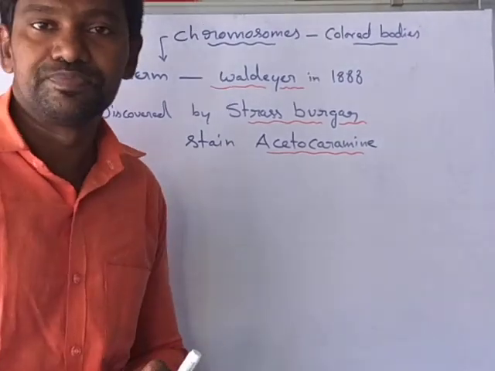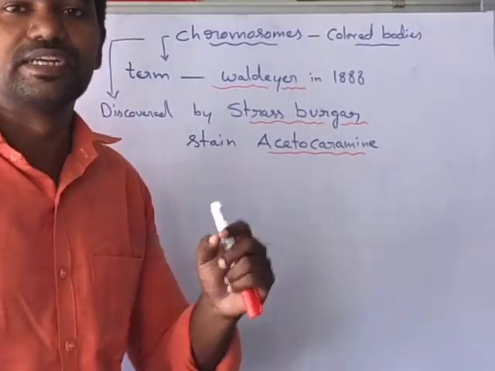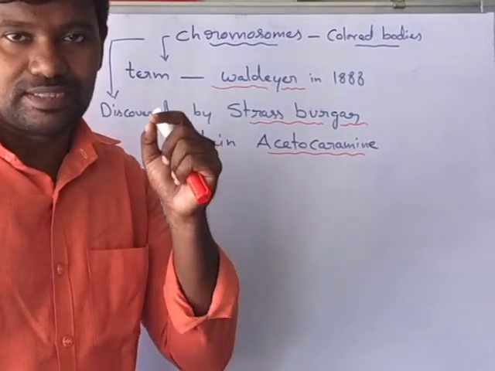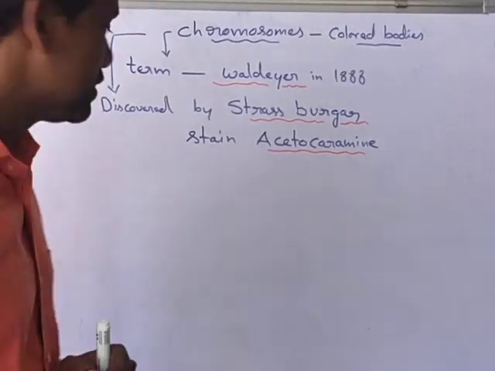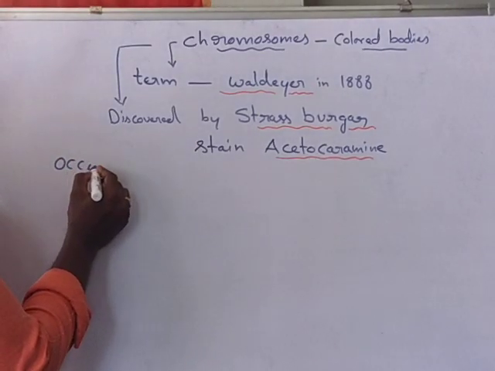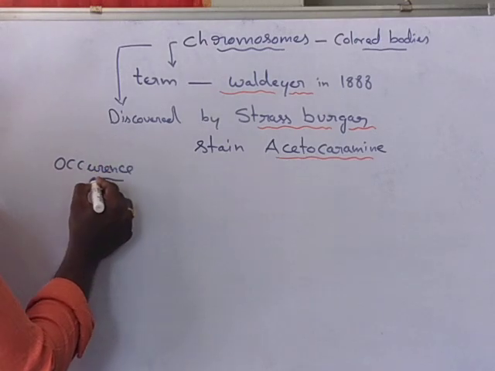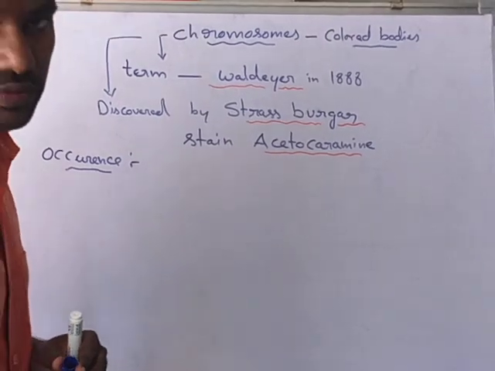Generally, the chromosomes are a part of the genetical material. That means they are responsible for inheritance or heredity. First we will know the occurrence of the chromosomes, the presence. So they are present in all prokaryotic and eukaryotic cells.